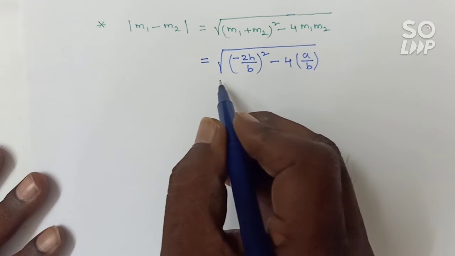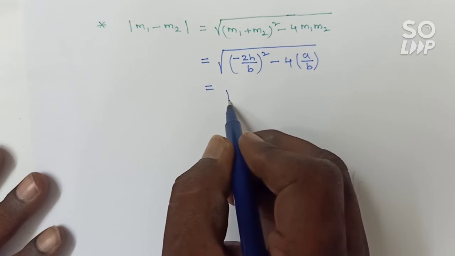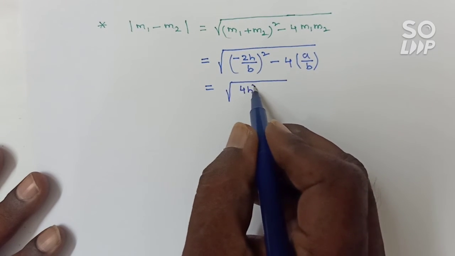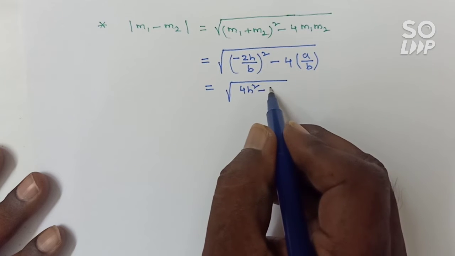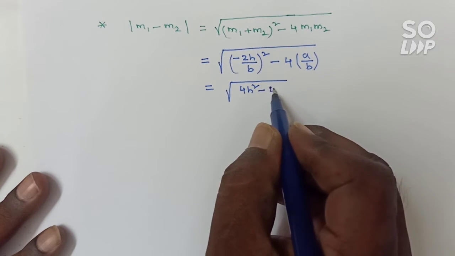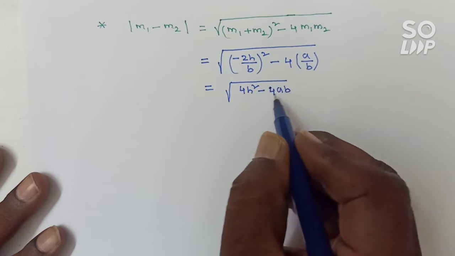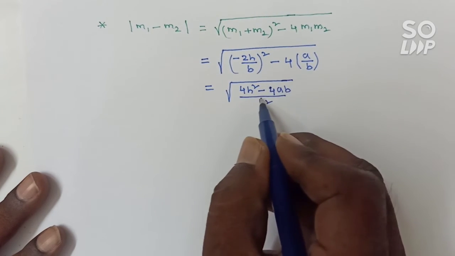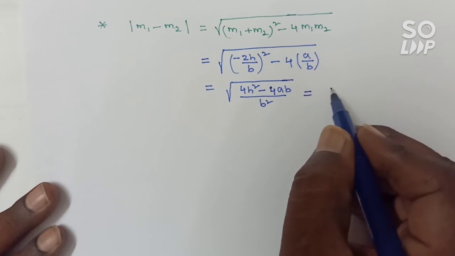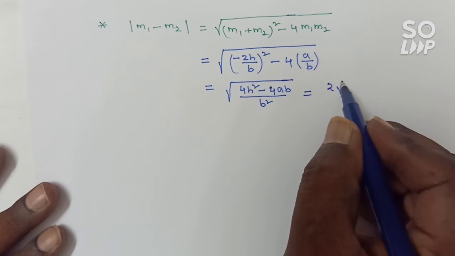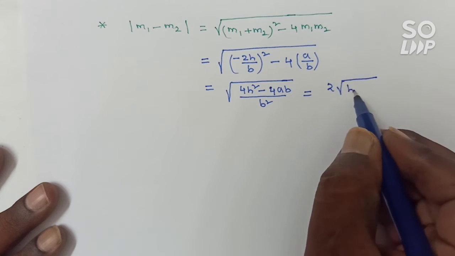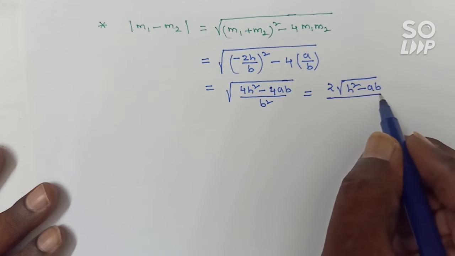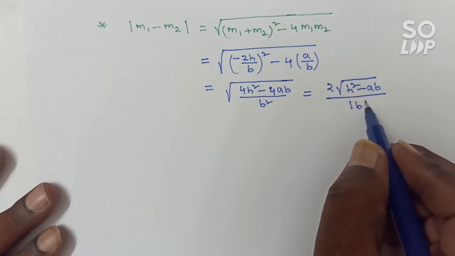Now this value will be square root of 4 into h square minus 4 into ab whole divided by b square. Simultaneously here I take the LCM. This one will be equal to 2 into root of h square minus ab whole divided by modulus of b.